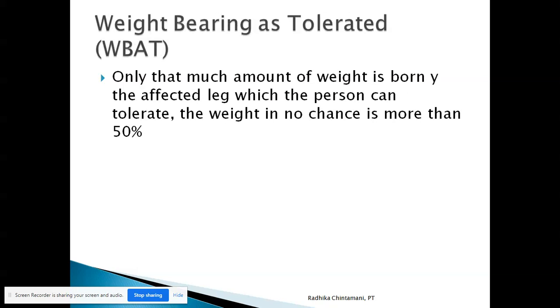Coming to weight bearing as tolerated, only that much amount of weight is borne by the patient, however much he can tolerate, but the weight borne by the patient on the affected leg is never more than 50 percent.